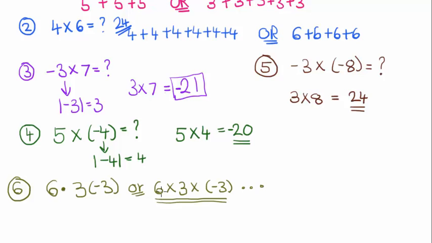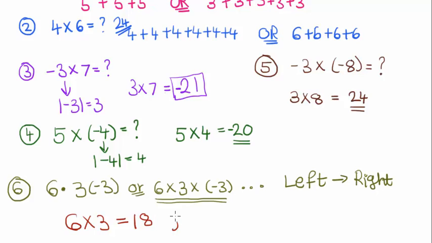Because now, instead of having just two integers that are being multiplied together, you have three integers being multiplied together. And really the method is the same. You keep on multiplying from the left to the right. So I can break up this problem into two different parts. In the first part, I'll find the answer to 6 times 3, which gives me 18, and then I'll multiply the 18 together with -3 to give me my final answer.